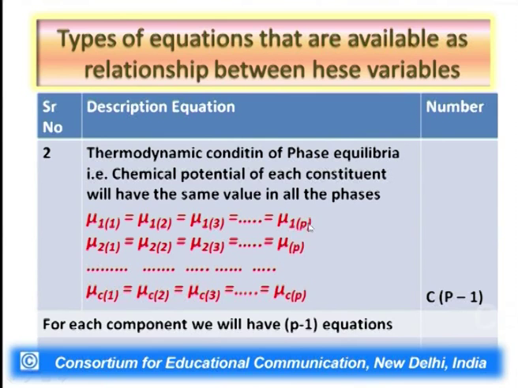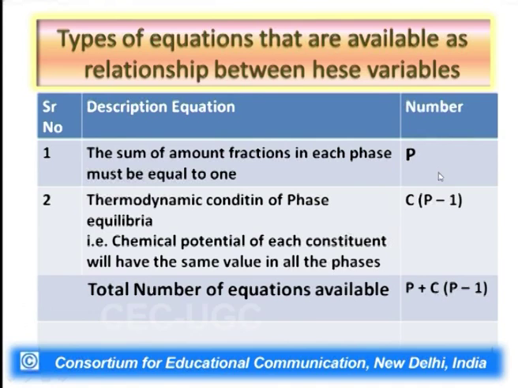So, for constituent 1, in this first line you can see there would be p minus 1 equal signs. It means p minus 1 such thermodynamic conditions of phase equilibria exist. And there are C independent constituents or components. So, for each component we will have p minus 1 equations, and since there are C independent components present in each of p phases, for each constituent there are p minus 1 equations. So, C times (p minus 1) is the total number of equations available as the thermodynamic conditions of phase equilibria.